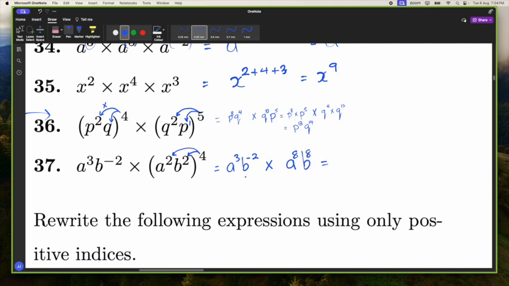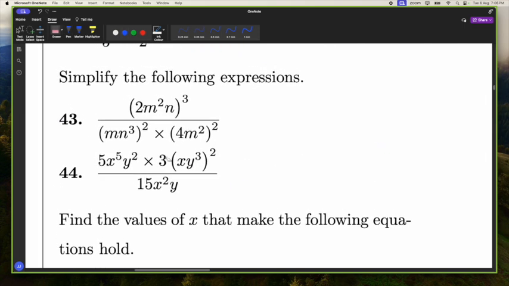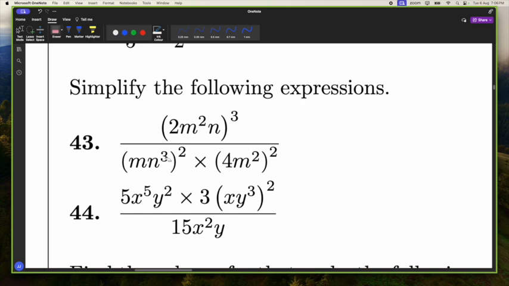Right? And I could just add the indices for the A. So it's A to the power of 3 plus 8, multiply by B to the power of, and you're adding your indices, minus 2 plus 8, right? So this will give me 8, 9, 10, 11, a to the 11, and b to the 8 minus 2 is 6.